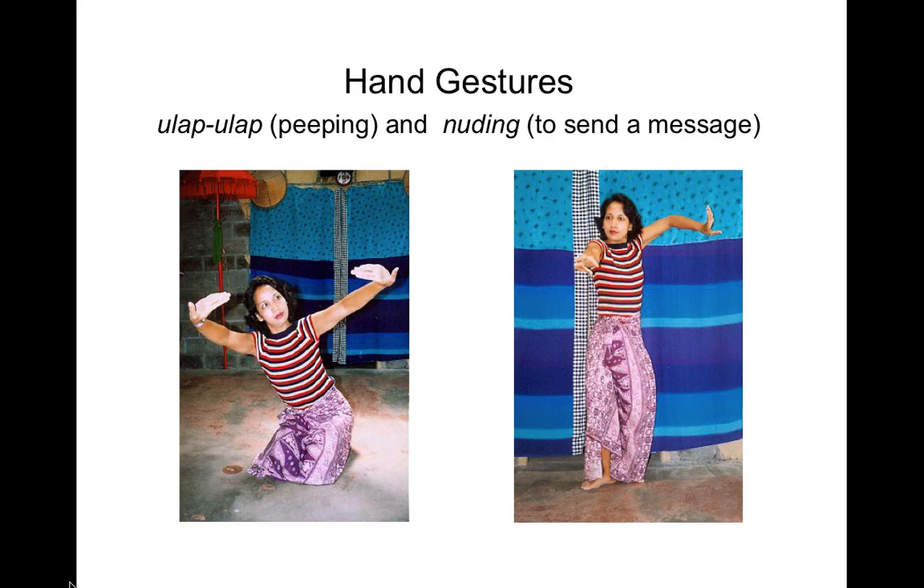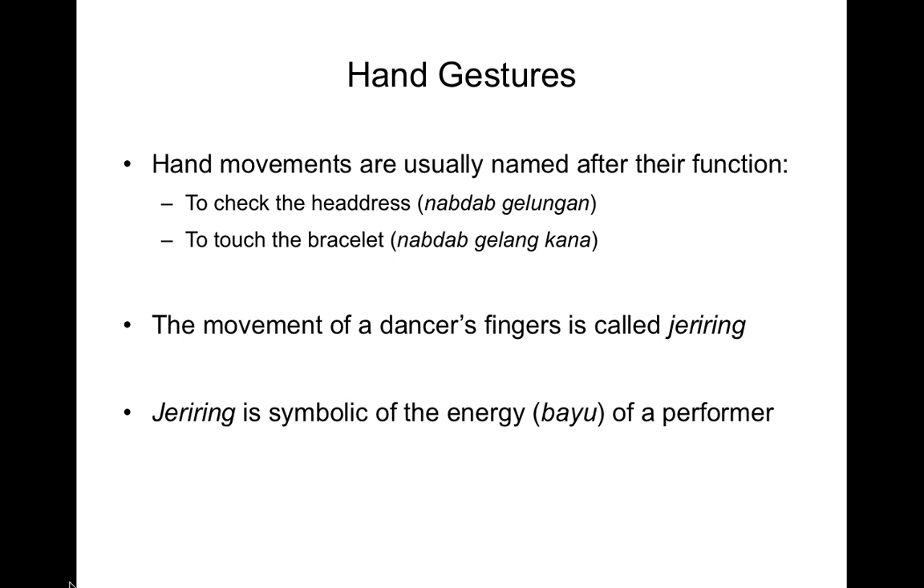And then there's also a dance position and hand movement called nunding, which means to send a message. And this might be performed by a king in a dance drama performance when they're proclaiming an instruction to a servant. And you can see Happy performing a nunding, which is performed in quite a strong manner. Other hand movements, however, are simply named after their function. So we have hand movements that refer to checking a dancer's headdress or touching a bracelet in performance.